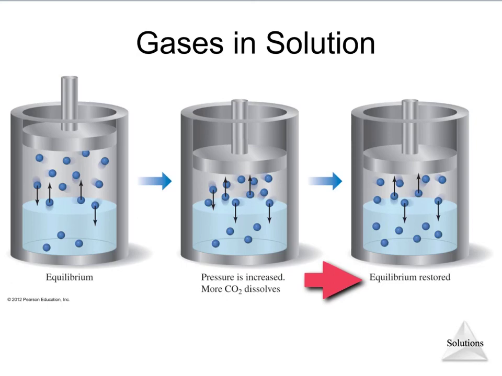This is how we make soda. Any type of carbonated drink is made this way. We can get more carbon dioxide to dissolve in our soda if we continually increase the pressure above that solution, forcing more carbon dioxide to dissolve, and that means the solubility of that solution is also going to increase.